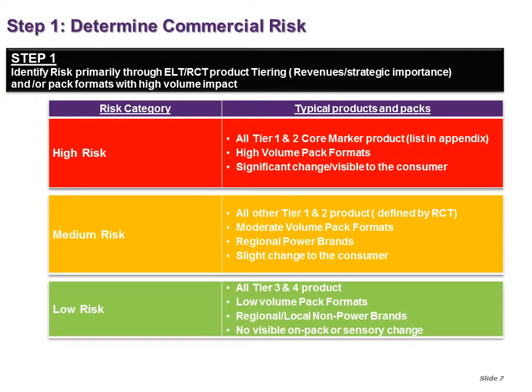Step 1. Commercial risk assessment. To determine the risk level, you need to take into account 3 aspects. Number 1. How likely is the consumer to detect the change? Number 2. The volume impacted. And number 3. The brand tiering of the product that is being impacted by the change. You will find a list of the core market products in the appendix. Once you have defined your commercial risk, you are ready to move to the next step.